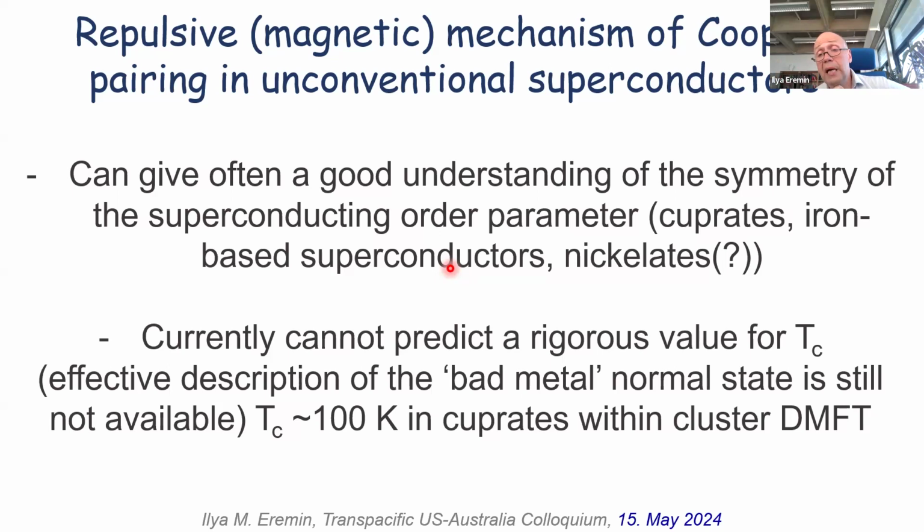So the current estimate is that we have a Tc of the order of 100 K in cuprates, which is an estimate from either cluster DMFT, or there have been some attempts to get a superconducting transition temperature from measuring the spin excitation spectrum and plugging it into the corresponding equation to get a Tc. They all give on the order of 100 Kelvin.